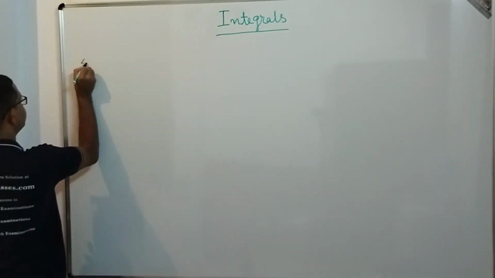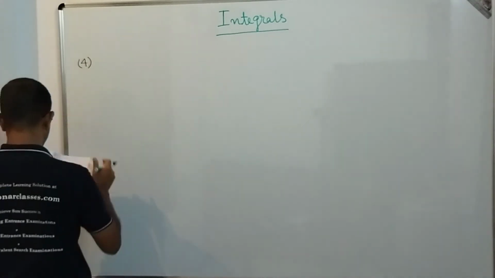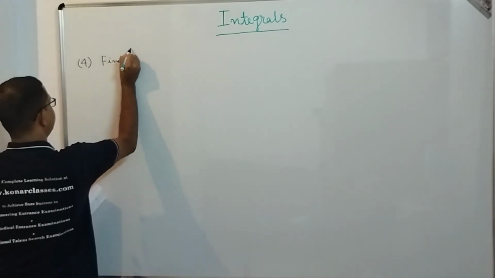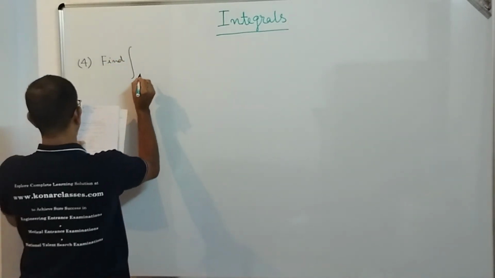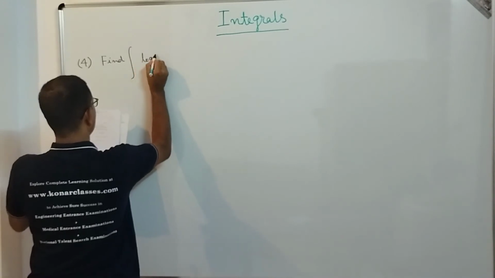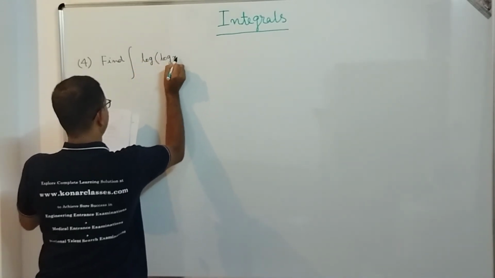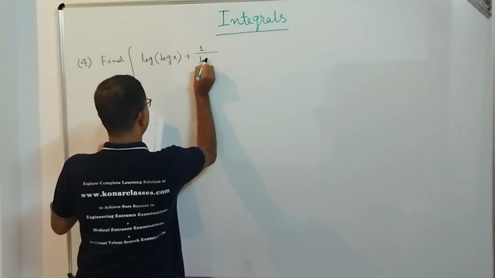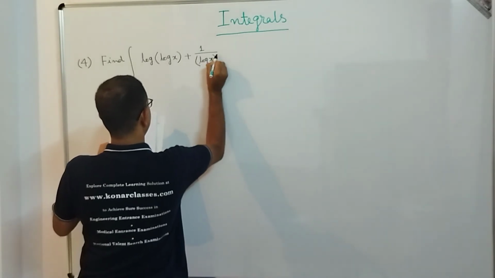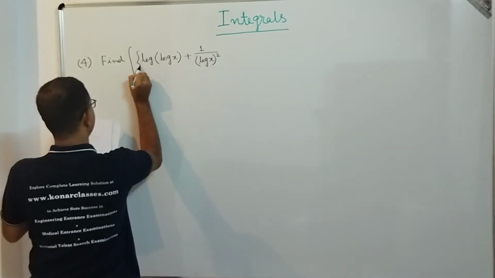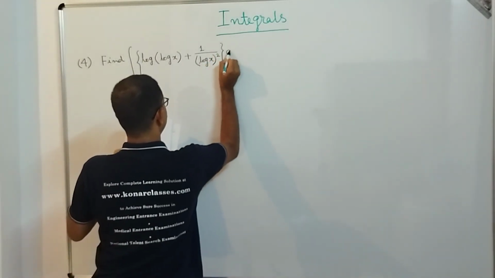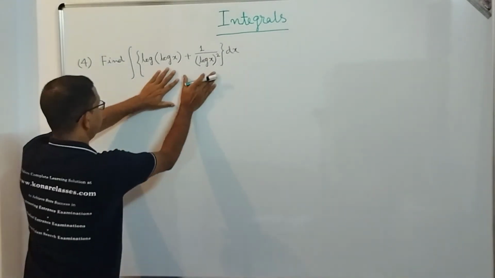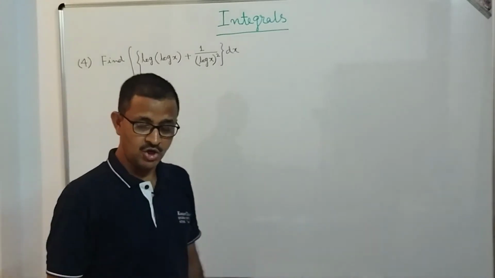Question number 4: we need to find integration of log of log x plus 1 by log x whole square, this entire expression dx. Okay, so what is the integrand here? This is the integrand, log of log x plus 1 by log x whole square.